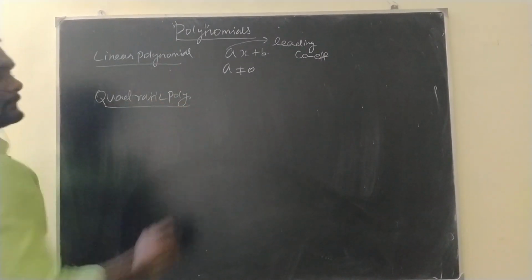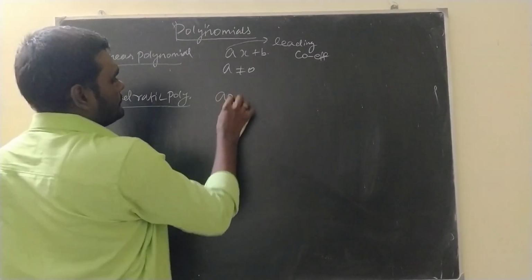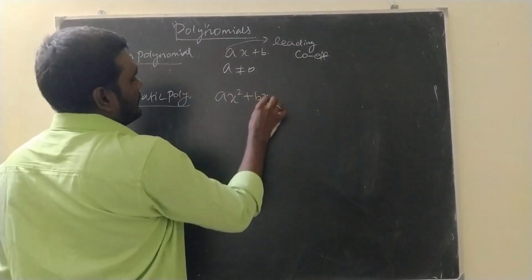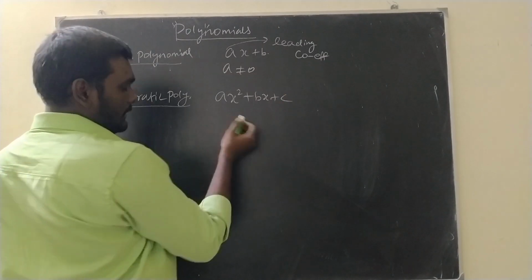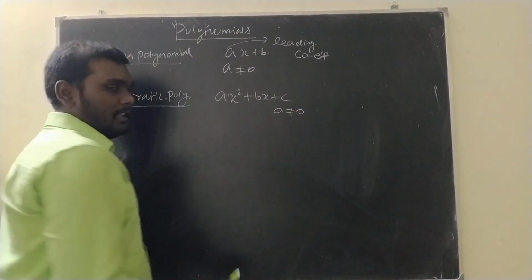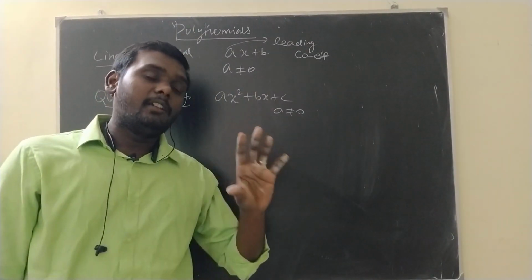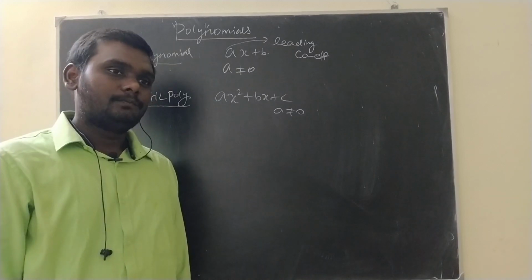Quadratic polynomial means the general form of a quadratic polynomial. Usually we say ax square plus bx plus c. In this, a should not be equal to 0. Again, a is what? Leading coefficient. The leading coefficient should not be equal to 0.